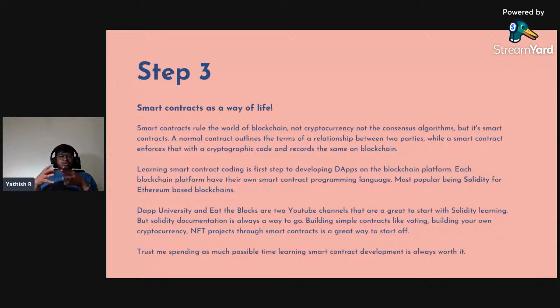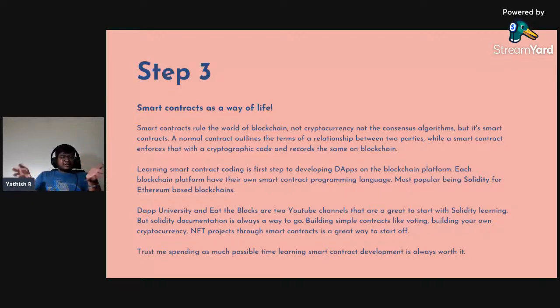Smart contracts rule the world of blockchain, not cryptocurrency and not consensus algorithms, but it's the smart contracts that actually develop your blockchain, that control your blockchain. A normal contract means that there are certain rules and regulations which two, three people get into together, right? A smart contract enforces that with cryptographic code, and records are on the same blockchain. So basically, it makes sure that two people are in that agreement itself, so nobody goes out of that way.